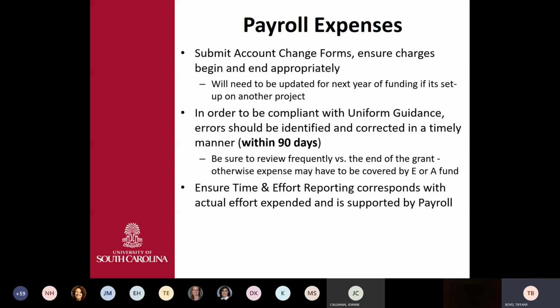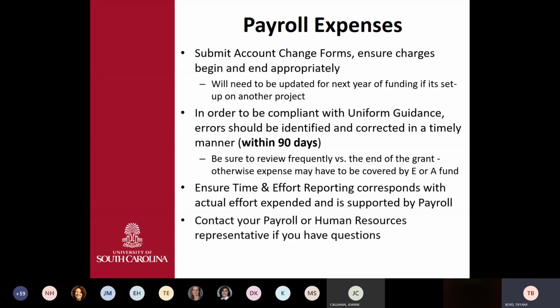And again, make sure that your time and effort reporting corresponds with the actual effort expended and is supported by payroll, so it should match. And again, if you have questions, don't hesitate to contact your payroll or HR representative.